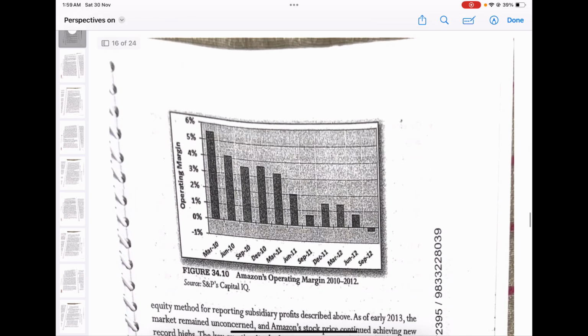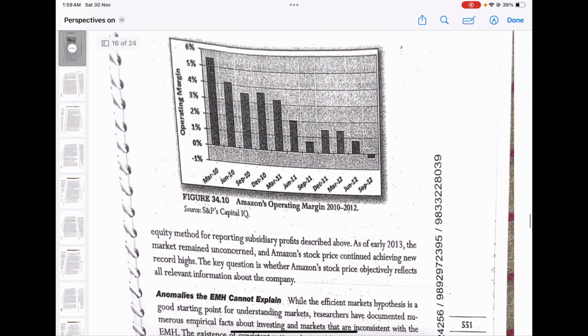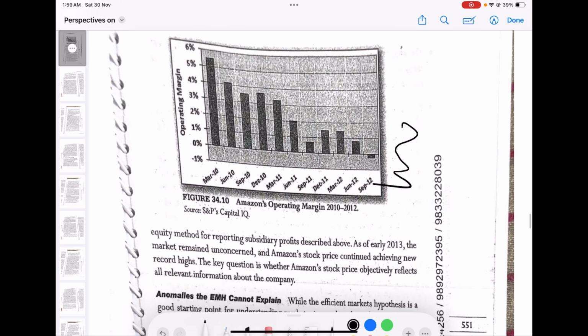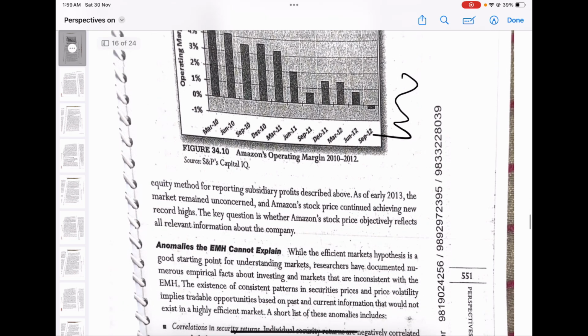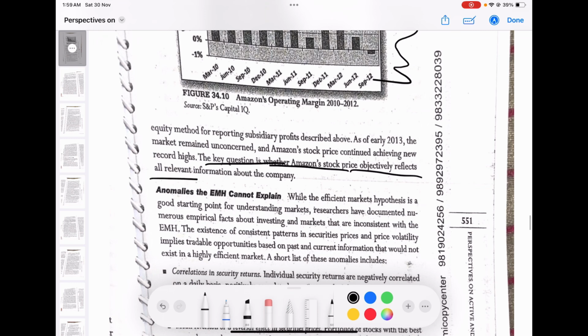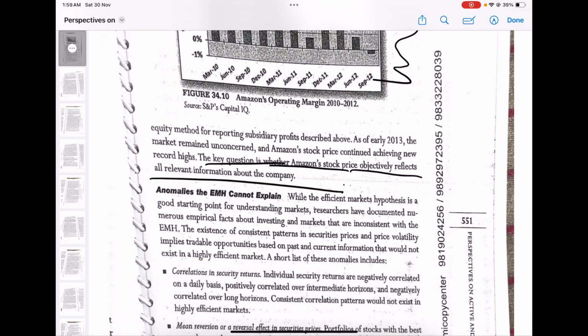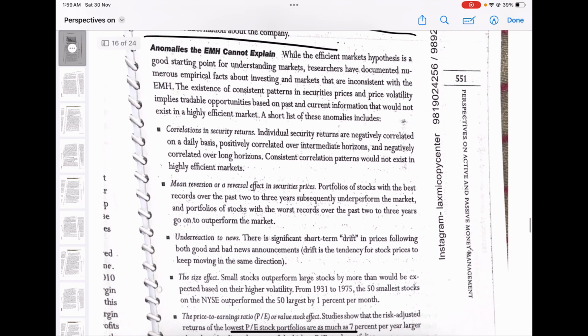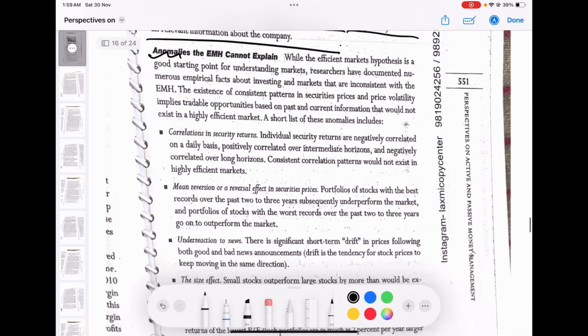Now, after that, you can see how the operating margin also looked. So that's the thing. The key question is whether Amazon stock price objectively reflects all relevant information or not, because this is quite some strange behavior. Okay. Now let's see some anomalies which the EMH cannot explain.